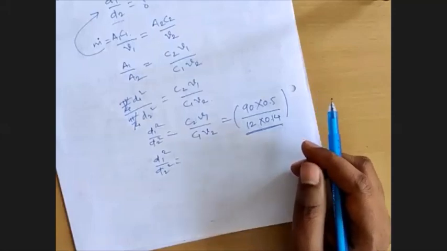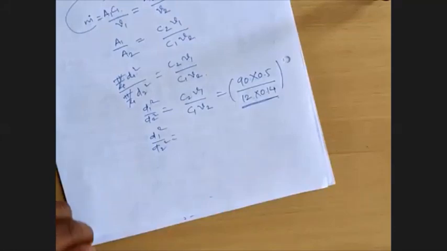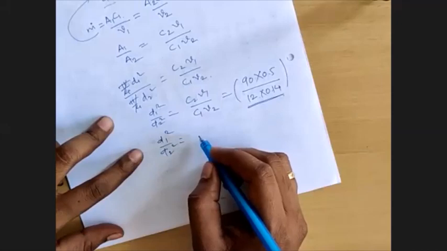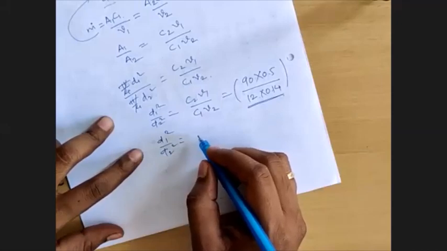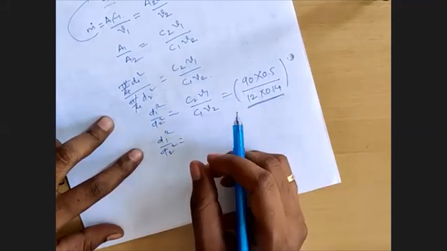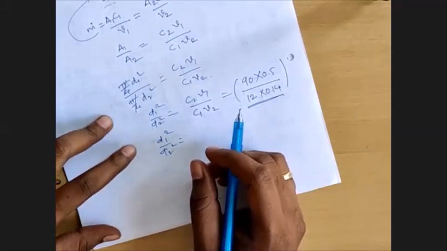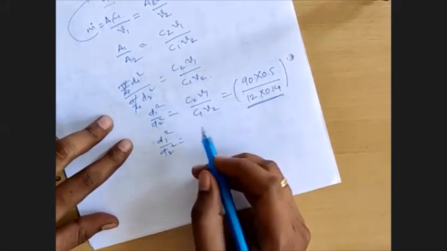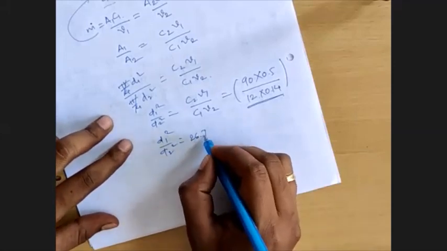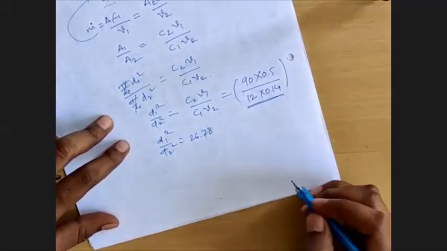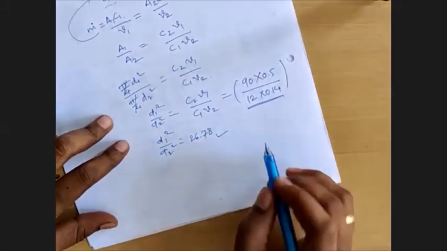Pratik. So D1 square by D2 square is 45 divided by 1.68. And after solving that one? 6.708 divided by 1.296. No, tell me the exact value of D1 square by D2 square. I have got 26.78. What are you getting? 26.68. That is fine. 26 point something is fine.